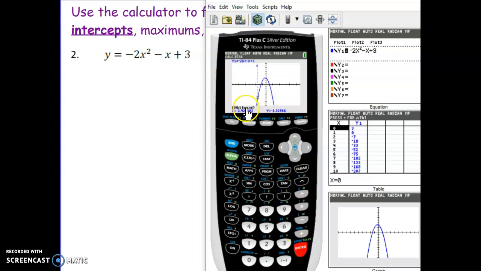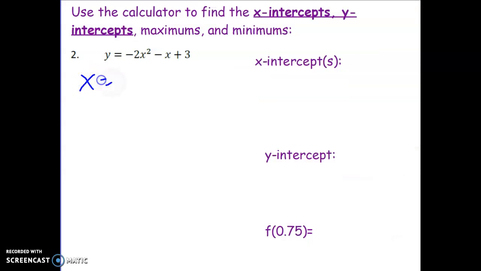Now it's going to ask me to be on the right-hand side. So I'm going to move past it to the right. And then it's going to ask me to guess. So I'll scoot over close to it and hit enter. And I get -1.5. Okay, so my first value is -1.5. I don't have to round that one. It doesn't have a lot of numbers after the decimal place. So I'll just put X equals -1.5.